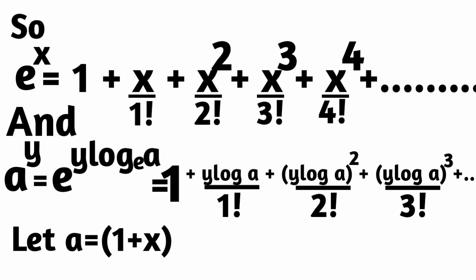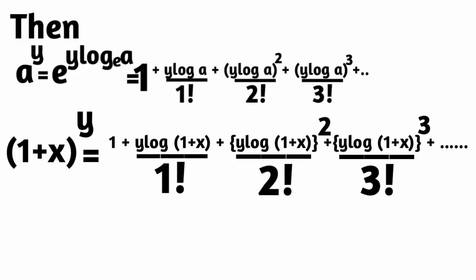Let the value of a be equal to 1 + x. Then the above series can be written as (1+x)^y is equal to 1 + y log(1+x)/1! + (y log(1+x))^2/2! + (y log(1+x))^3/3! and so on.